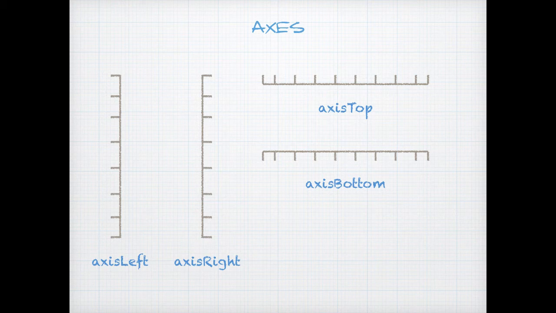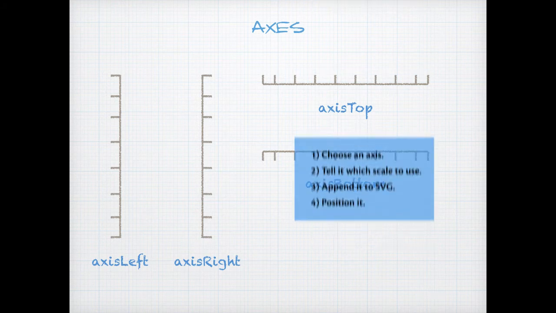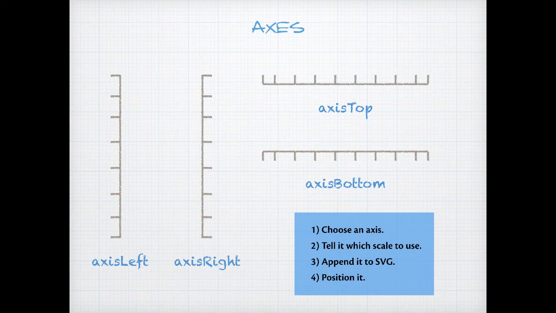And in fact, when we're working with axes, there are really four things that we have to tell D3 about. Number one, obviously, is just choose one of these. Then we tell D3 which scale to use for that particular axis, and there are some really convenient consequences to that. We'll see those in just a second. And then it's up to us manually to append the axis to the SVG and then to do any final positioning on it. We'll see that again in just a second.